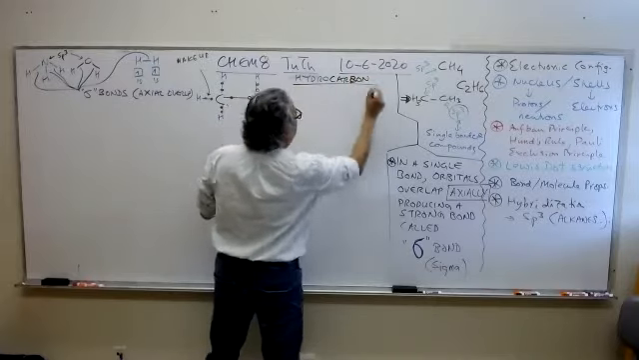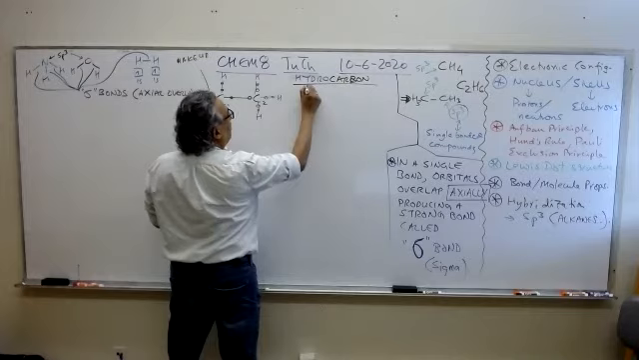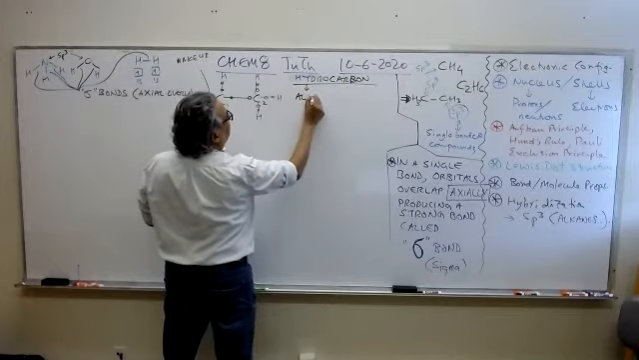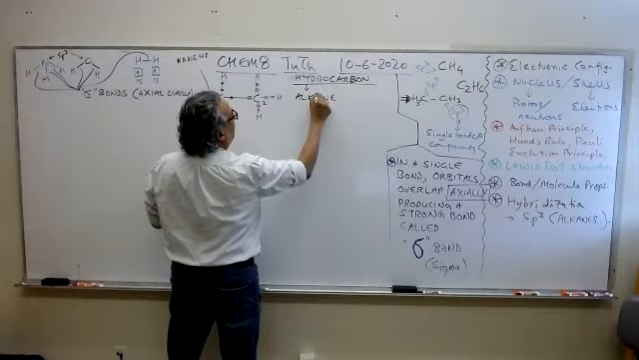Hydrocarbon. This is the hydrocarbon family. This particular one is called an alkane. The A is important.